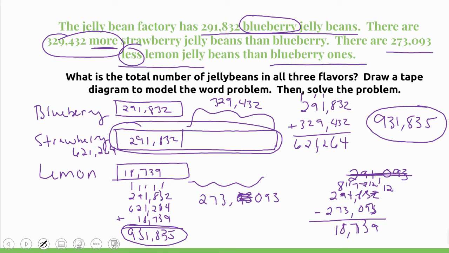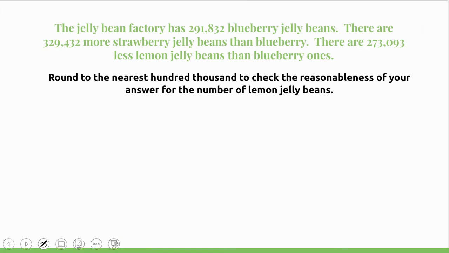Alright, let's go ahead and look at the next one. So we've got that same information as before. So now we're going to round to the nearest 10,000 to check the reasonableness for the answer of my lemon jelly beans. Alright, so what I'm going to need to do to find that is, well, you go ahead and solve that first.